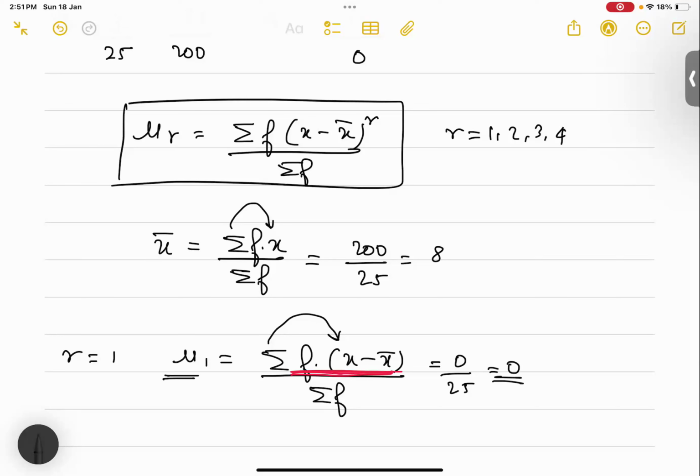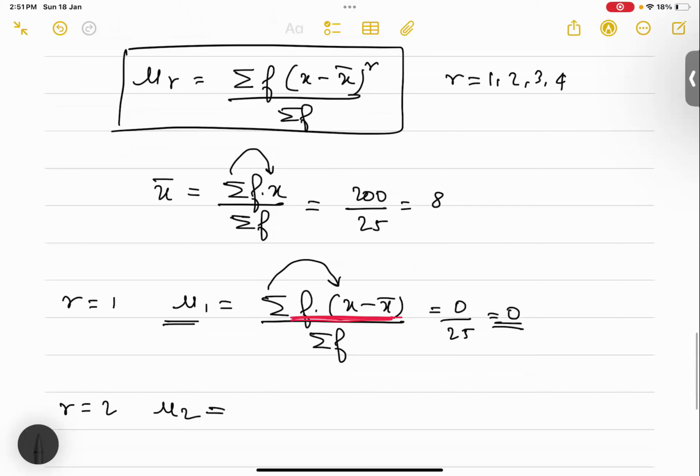Okay. Now put r is equal to 2: mu2 equals summation f(x minus x bar) raised to 2, upon summation f. Summation f is 25. Now, how to calculate this particular column? Be very attentive.